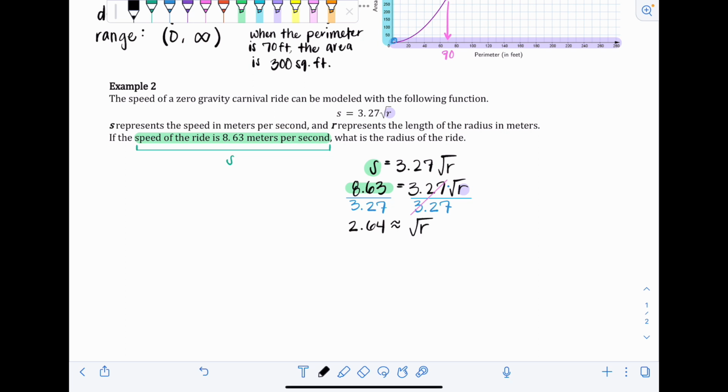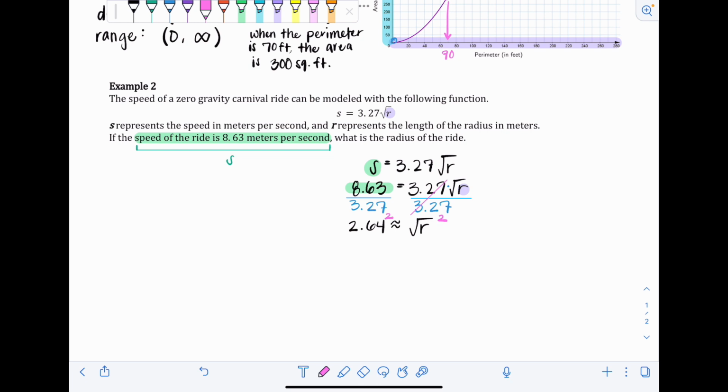And now if I want to solve for r, I have to get rid of that radical, so I would have to square both sides. And here's where, if you still have that big long decimal version of the 2.64, you can just square that if you want to. That answer would technically be more accurate. But if you don't, it's okay. You can just go ahead and square 2.64. It'll still be close enough to get a realistic answer.